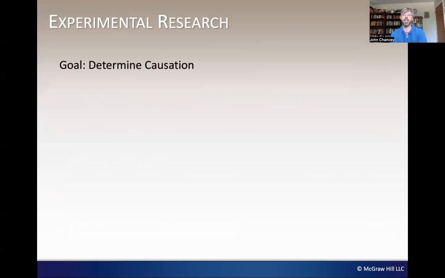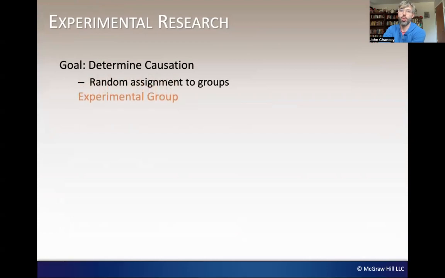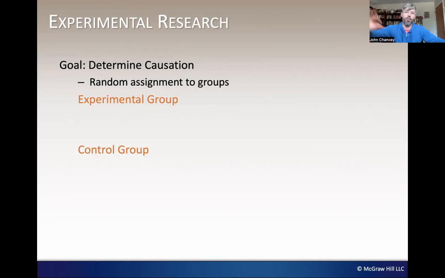Experimental research gives us the tools to determine causation. Ideally, we have different groups. We have an experimental group and a control group. The experimental group receives the treatment. The control group does not. They're used as a baseline of comparison, but we want to make sure people are randomly assigned to those groups. We don't want all males in the experimental group, all females in the control, or all sophomores in one group. We want to make sure everybody who's in the study has an equal chance of being in either group.